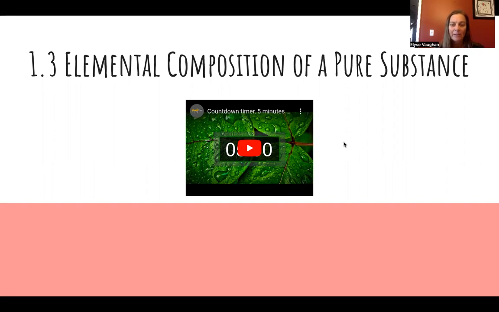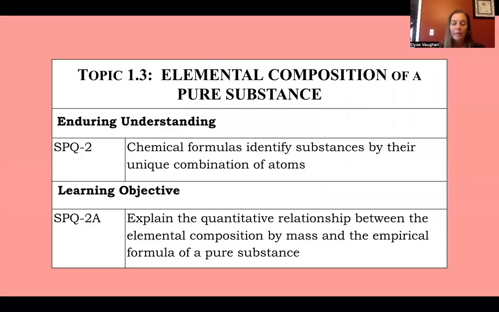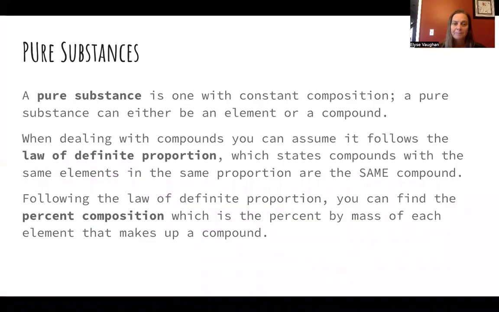And today we're talking about composition. So this is composition of pure substances and composition of mixtures, but we're going to begin by discussing composition of pure substances. So we know the chemical formulas identify substances, and we're going to look at quantitative relationships between composition by mass or percent composition and empirical formulas, as well as molecular formulas.